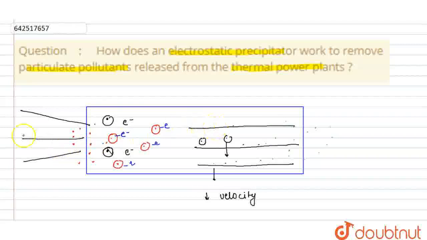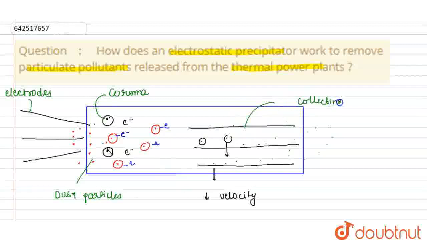Now let us label the diagram. These are the electrodes. Remember, the voltage is maintained at several thousand volts. And what is the function of electrodes? They release the corona particles. And these are the electrons. These are the dust particles. All right. And over here, this is the collecting plate. So this is how the electrostatic precipitator works.